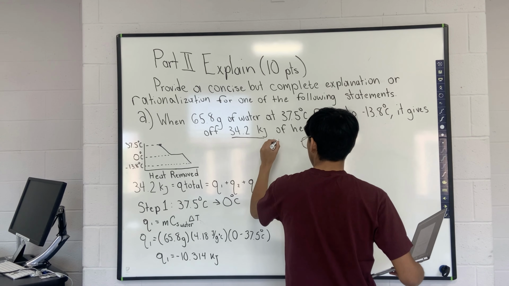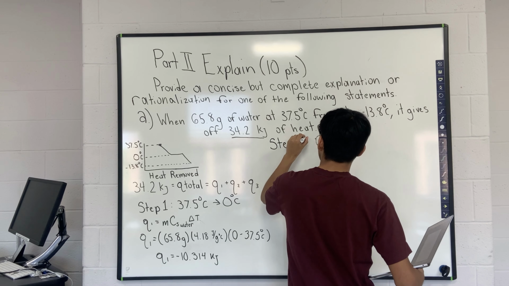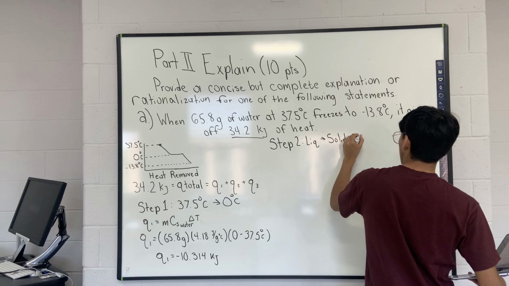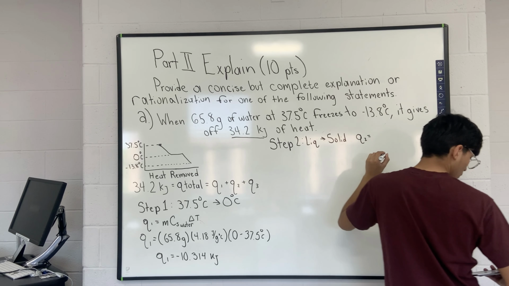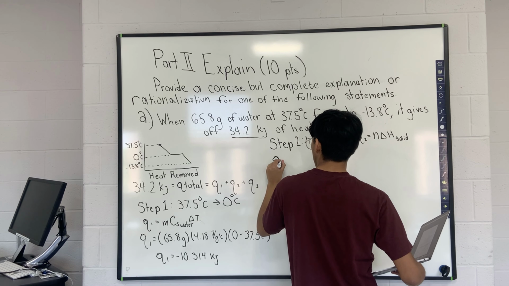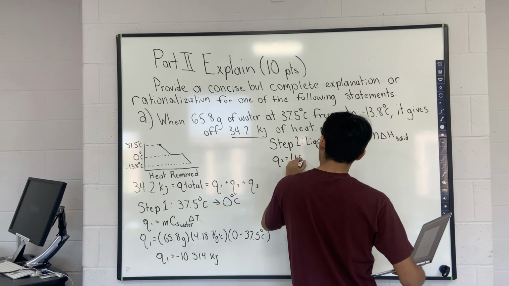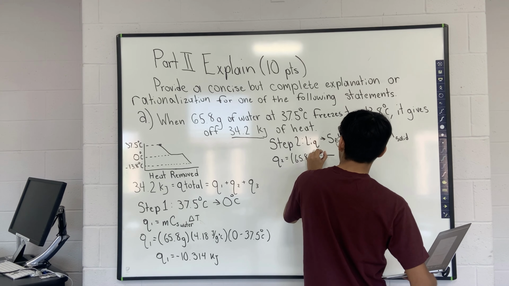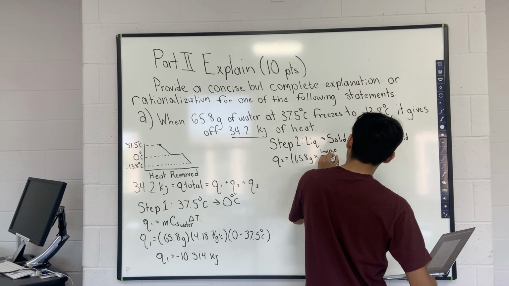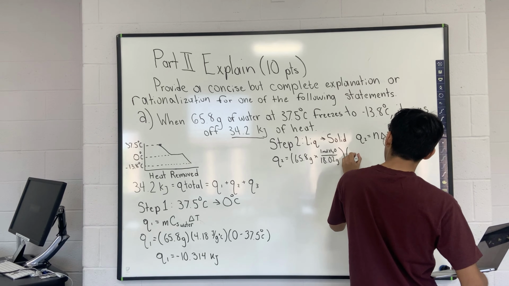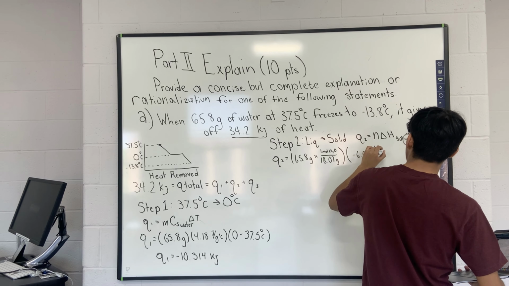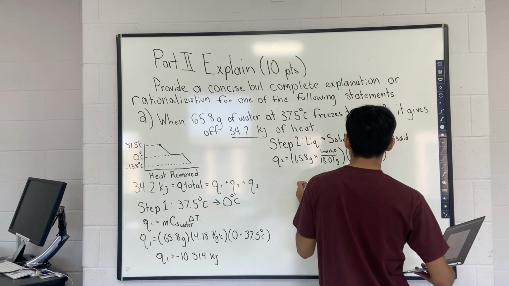Step 2 was a phase change, going from liquid to solid. So the equation that I decided to use was Q2 equals n times delta H. With that, I plugged in 65.8 grams of water, which is what we started with, times 1 mole of H2O over 18.02 grams, then multiplied that by negative 6.02 kilojoules per mole, and with that, that gave me a Q2 of negative 21.982 kilojoules.